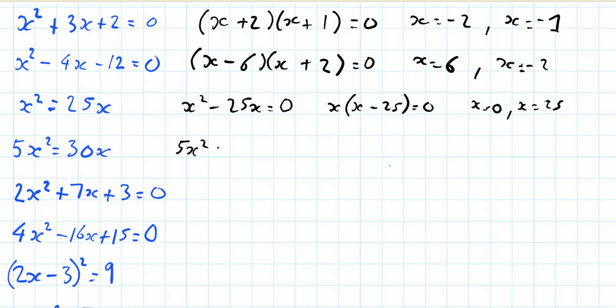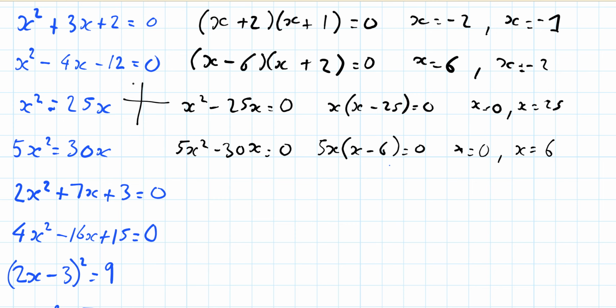5x squared minus 30x equals 0, and factorize, take out 5x, so we're left with x minus 6 equals 0, so x equals 0 and x equals 6. So remember, for the quadratics you'll get two answers, because that is where they will cross the x-axis, something like that.